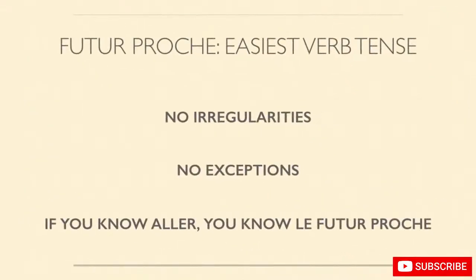So futur proche, thankfully, is one of the easiest verb tenses that you will have to learn in French. There's absolutely no irregularities, there's no exceptions, and if you know aller, then you can easily know how to use le futur proche. So I would encourage you to practice, and that's all for today.